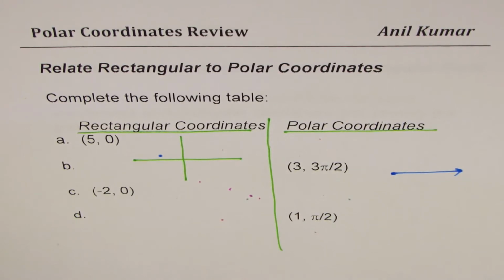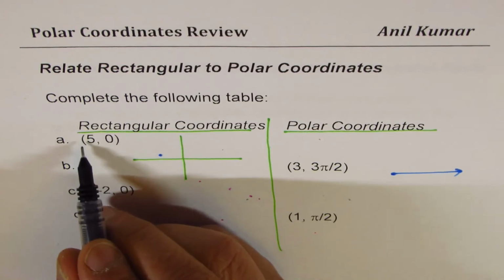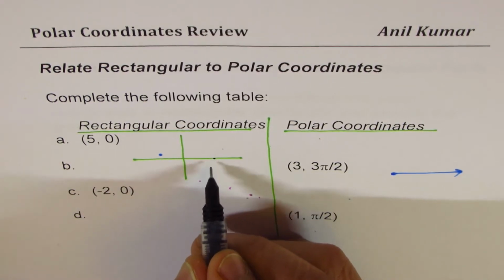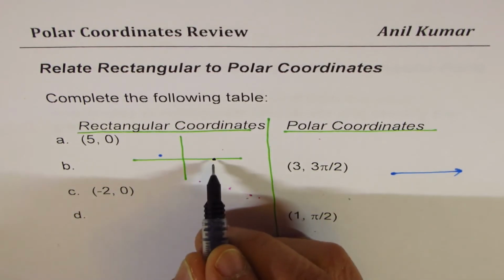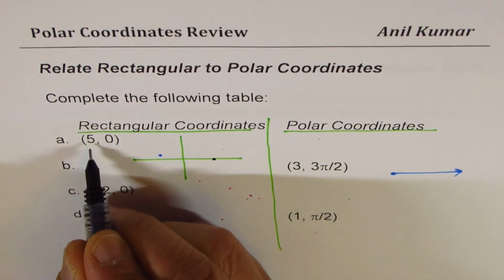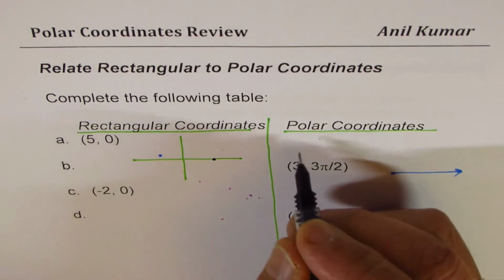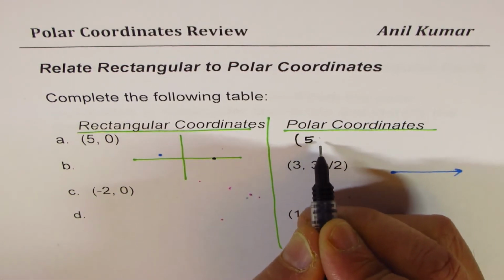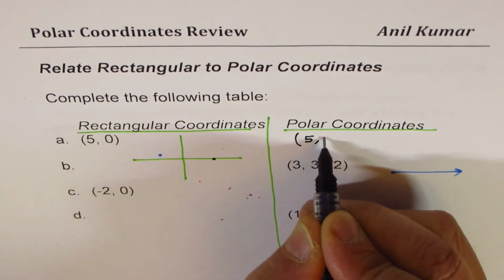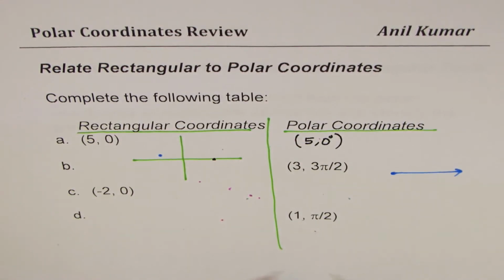Okay, so in this case we are talking about point 5, 0. 5, 0 means x value is 5 and y value is 0. That becomes the point, right? So if that is the point, that means the angle is 0 for us, but r value is 5, correct? The length is 5, and therefore the polar coordinate will in this case be the same, 5, 0 degrees. Is it okay? That is how the polar coordinate will be.